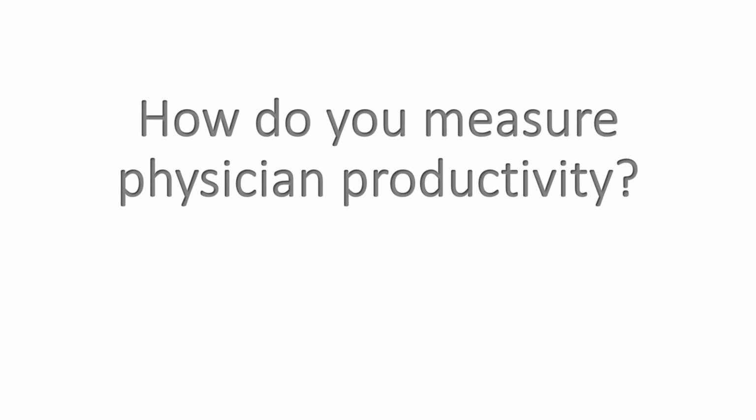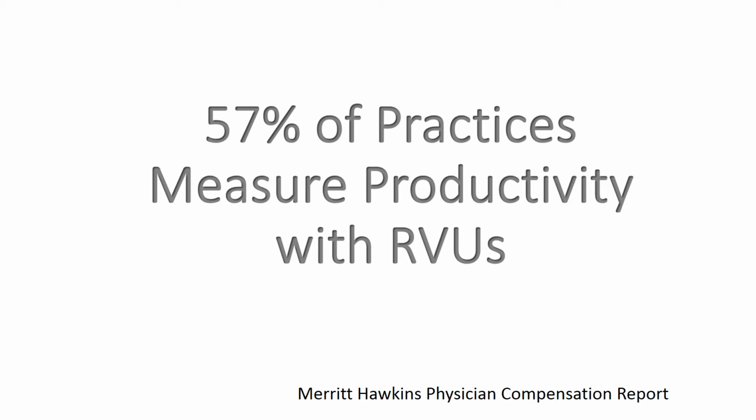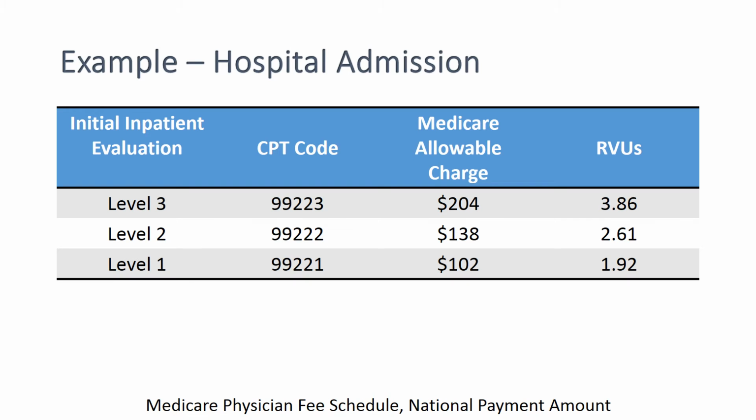So how do you measure physician productivity? Well, 57% of practices measure physician productivity with RVUs, or relative value units. For example, a hospital admission, Level 3, CPT code 99223, is worth 3.86 relative value units. A Level 1 hospital admission, CPT code 99221, is worth 1.92 relative value units.